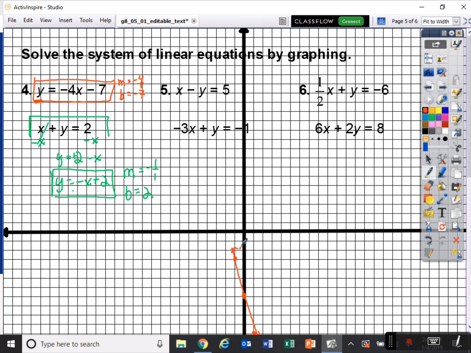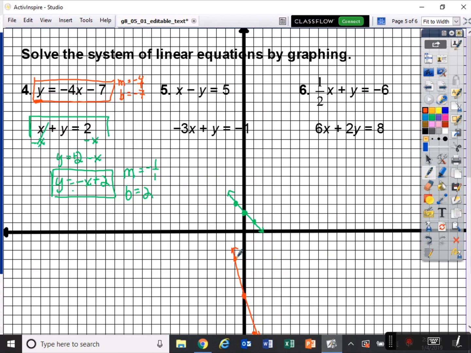Okay? Now I'm going to do the green. Y-intercept on the green is 2. And do my slope of negative 1 over 1. So down 1 to the right 1. Go back, up 1 to the left 1. Alright, so they have not intersected yet. But it looks like they might at some point, right? So I'm going to go ahead and extend this red one. They're not going to meet anywhere down here, right? They're going inward this way. So they're going to meet somewhere over here.